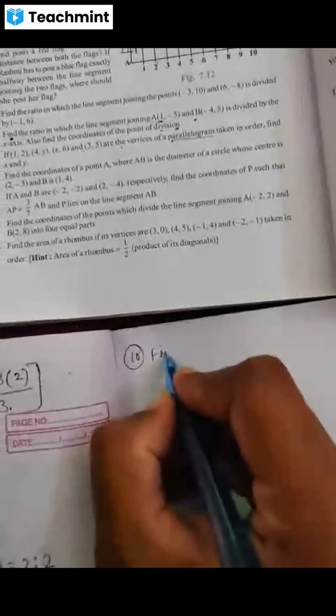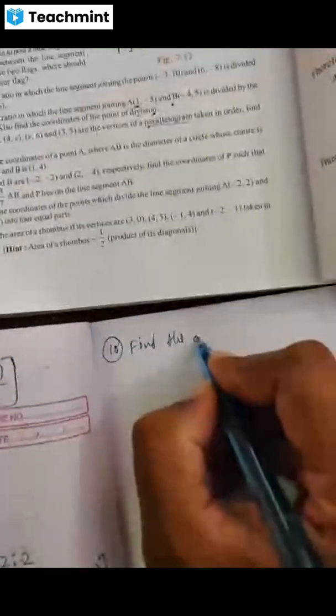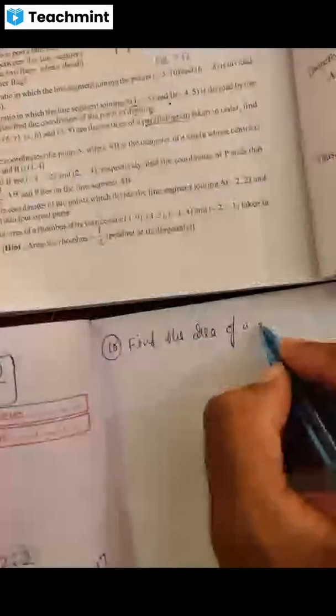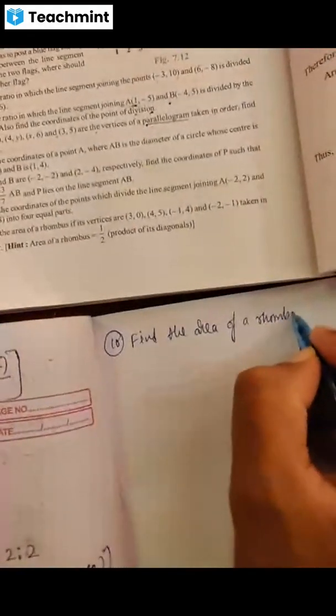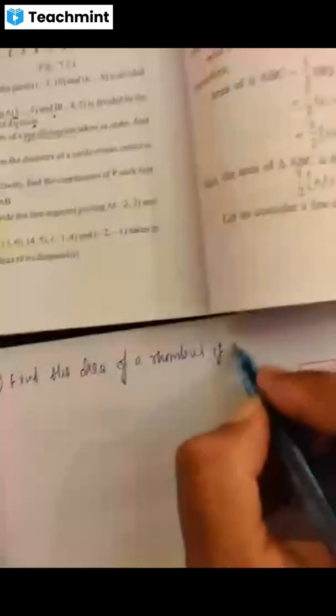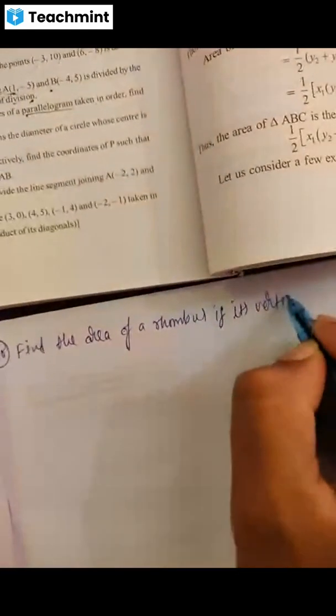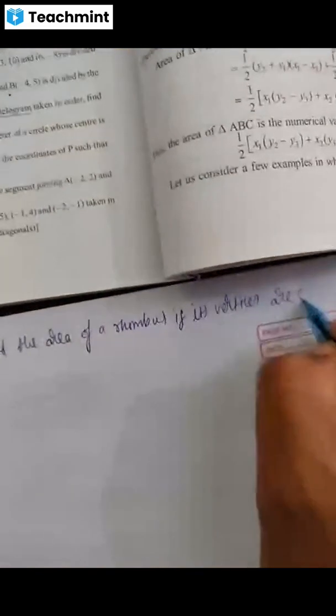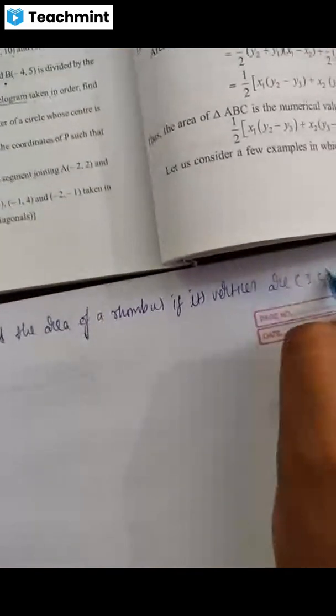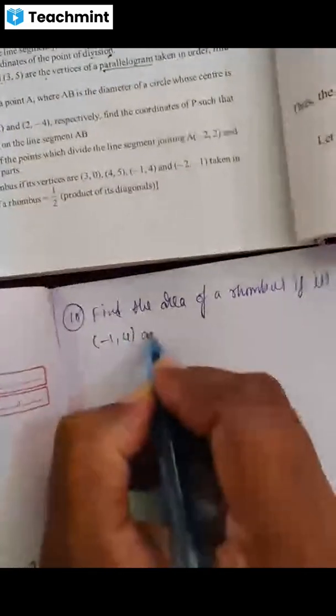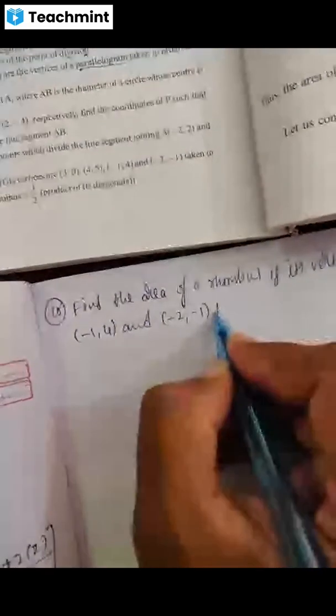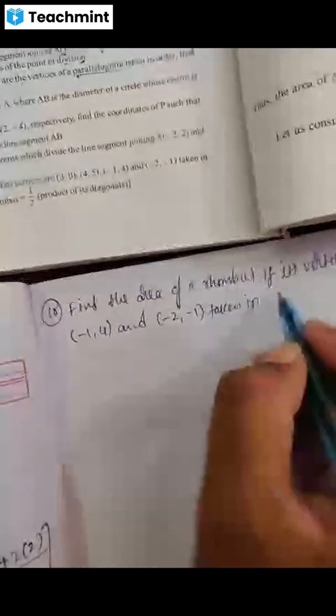So the last question from exercise 7.2. Find the area of a rhombus if its vertices are (3, 0), (4, 5), (-1, 4) and (-2, -1), taken in order.